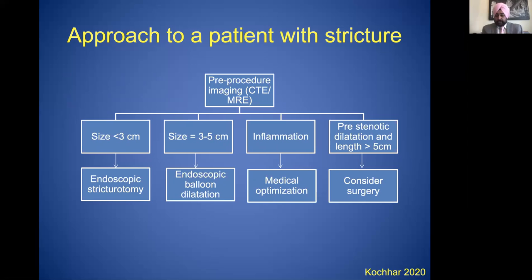If there's a lot of inflammation, it does help to medically optimize the patient before you do any cutting. But if the patient has significant pre-stenotic dilatation and stricture length is more than 5 centimeter, the data shows in those cases endoscopic stricturotomy is not as useful, and we should consider surgery in those patients.